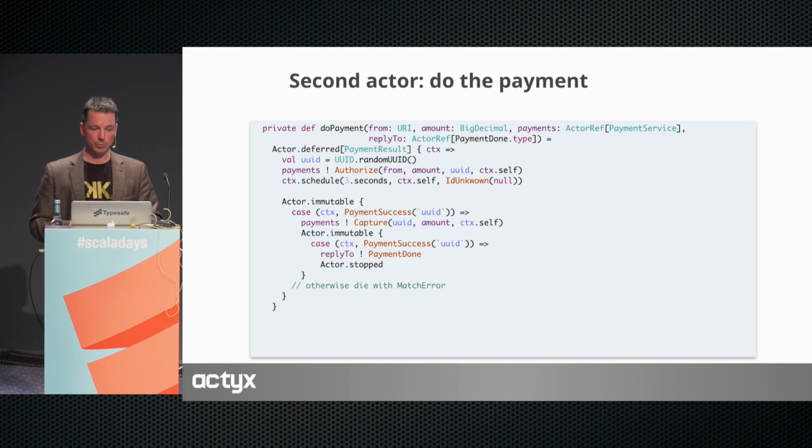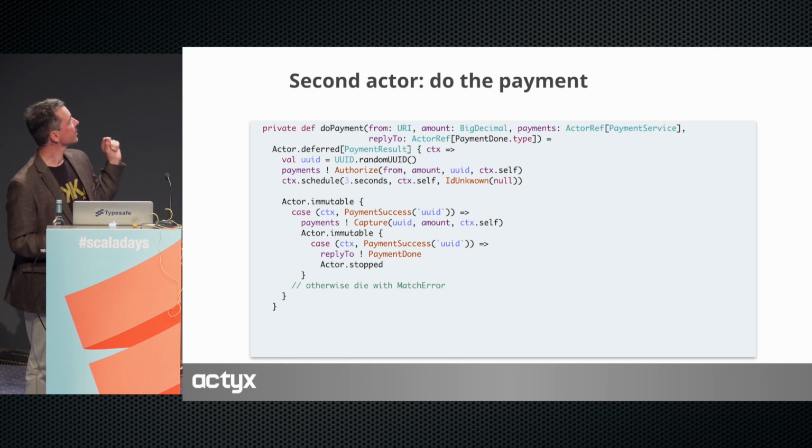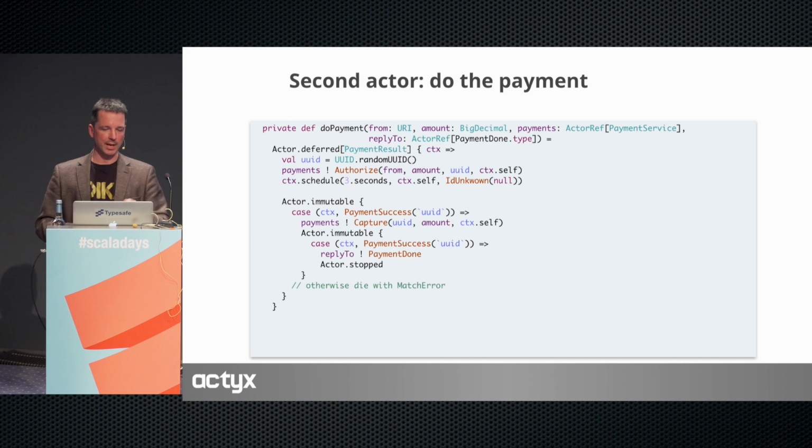If it's a payment success with the right UUID and so on, then we reply that the payment has been done to the other actor that gave us this task. And then this actor is stopped. And when something happens that's not in here, so this is just the happy case. Yeah? If something happens that is not in here, so wrong UUID or no success, the actor will just die with a match error, which is fine. I mean, we could do more refined error handling if we really want to, but this gets the job done because the parent notices, okay, the transfer has not really completed.